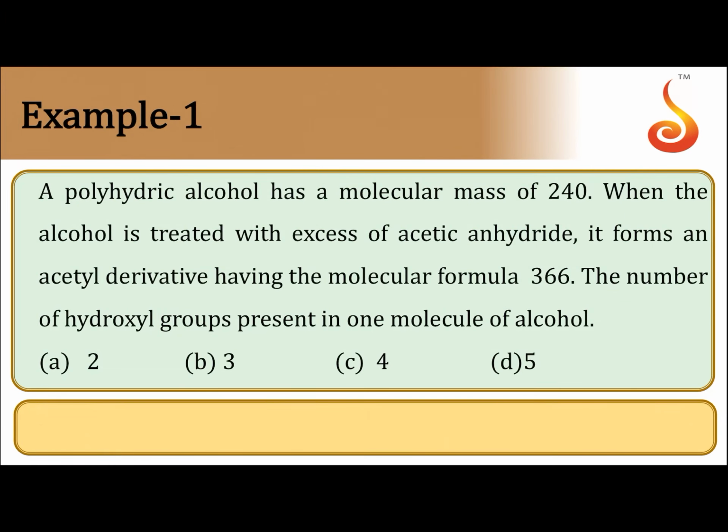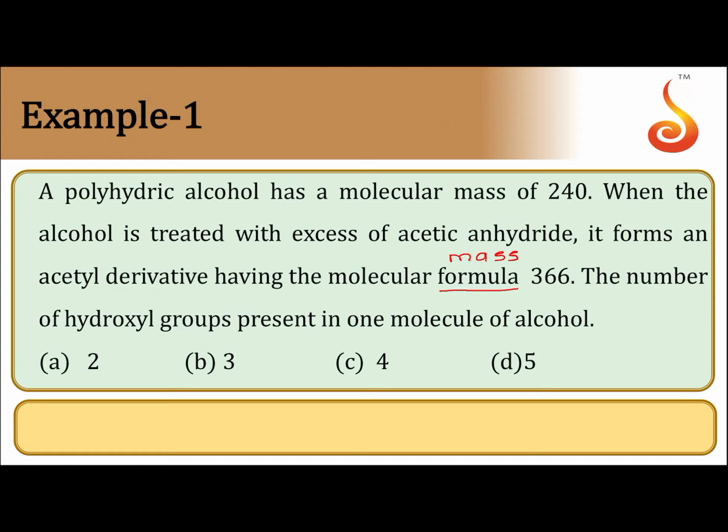A polyhydric alcohol has a molecular mass of 240. When the alcohol is treated with excess of acetic anhydride, it forms an acetyl derivative having the molecular mass of 366. The number of hydroxy groups present in one molecule of alcohol is?